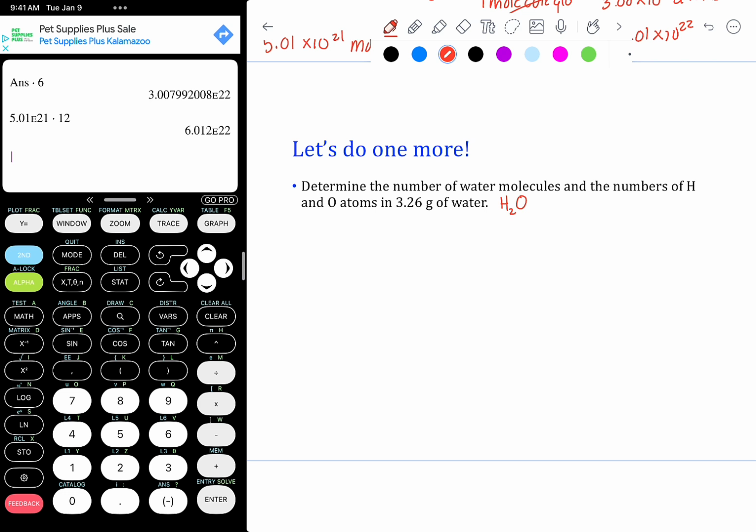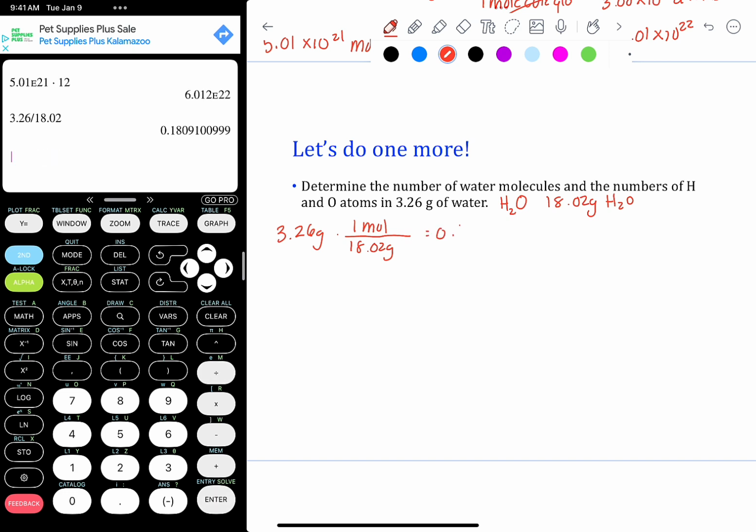Okay, so my molar mass of water is 18.02 grams per mole of H2O. We saw that a couple times in our lecture today. We're going to use our same pathway to go from grams to molecules. So we take 3.26 grams of water, divide it by its molar mass, 18.02 grams, to get moles. So we take 3.26 divided by 18.02. We get our mole value, 0.18091009, and we're going to multiply that by Avogadro's number.